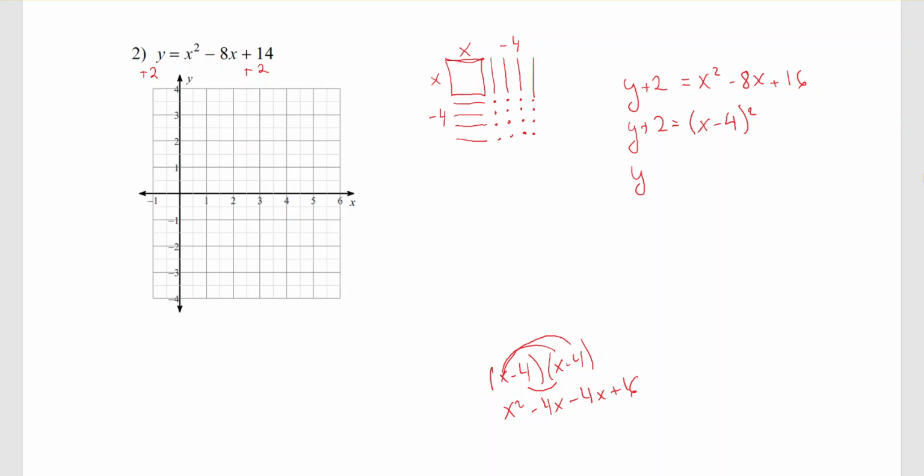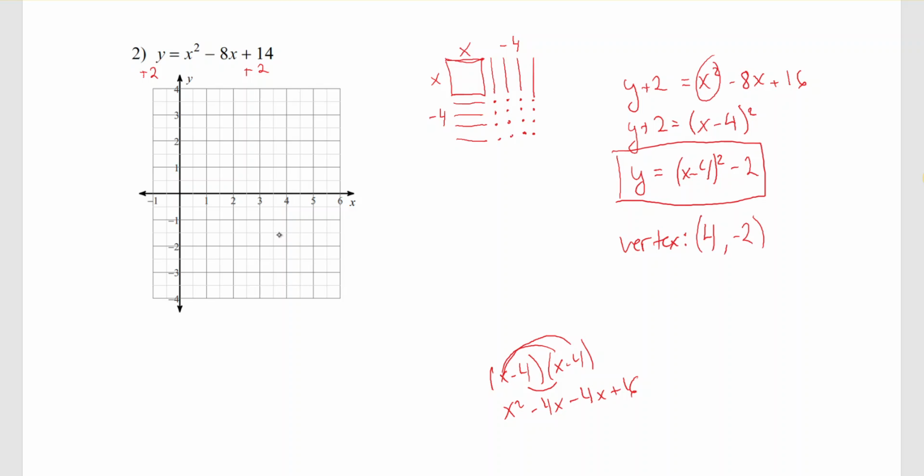And then we could subtract the 2 from each side if we wanted, and we would have y equals x minus 4 quantity squared minus 2. And hopefully you recognize this as vertex form. And that tells us that the vertex of our parabola is at 4, negative 2. And we know it's opening up because this x squared term is positive.